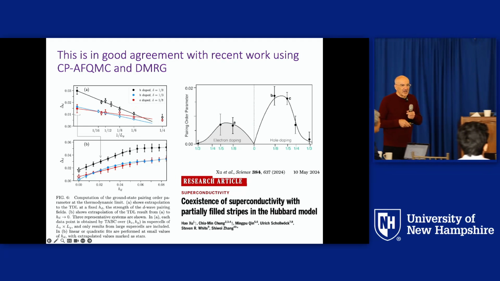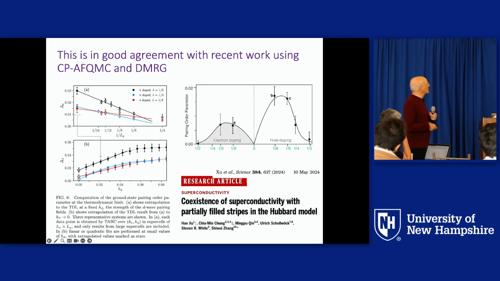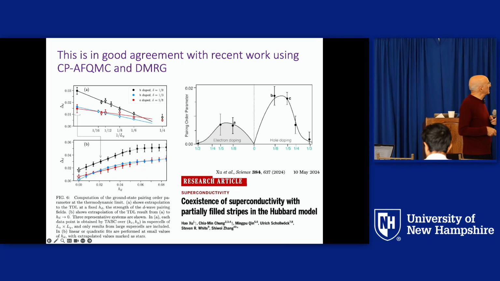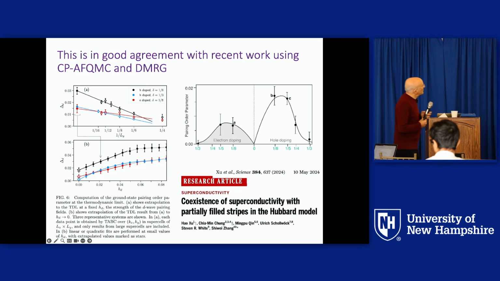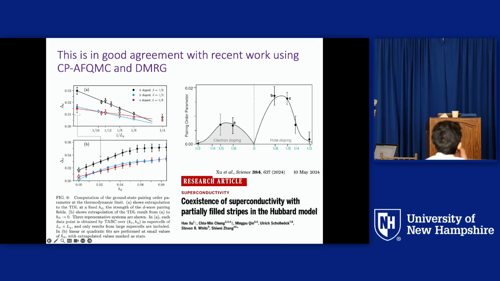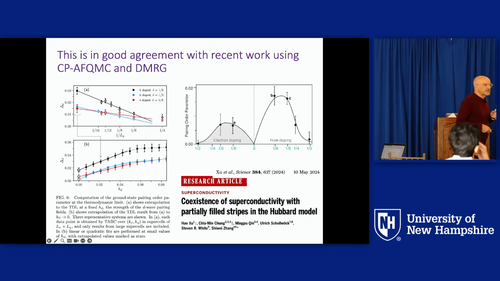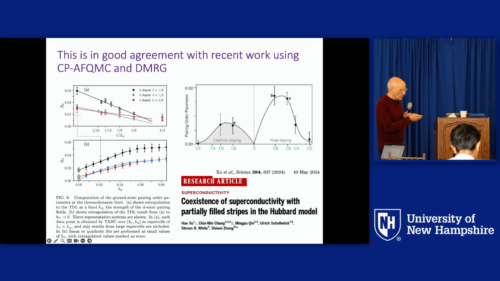Importantly, I want to point out that it's in very good agreement, qualitative and even semi-quantitative, with the beautiful recent work of Shiwei, Steve White, Uli, and their co-workers, which indeed convincingly showed that when you turn on a negative T prime, you get superconductivity coexisting with these partially filled stripes, so we can call this a stripy superconductor.